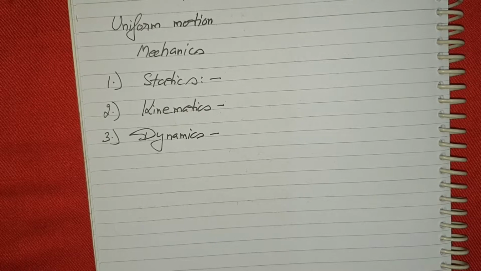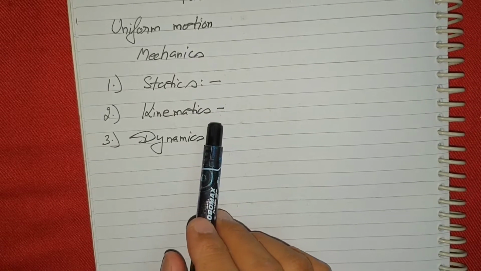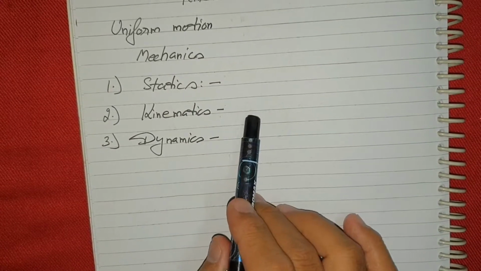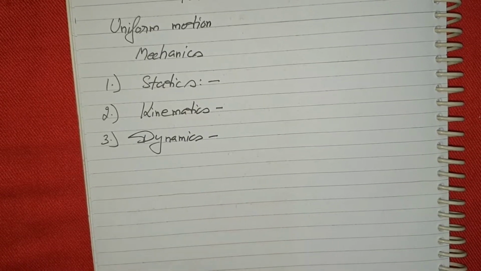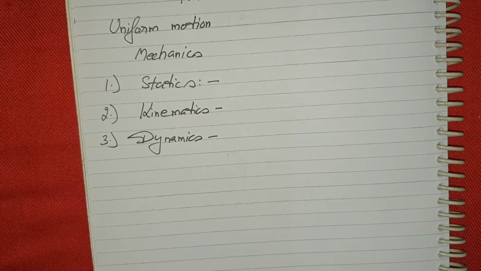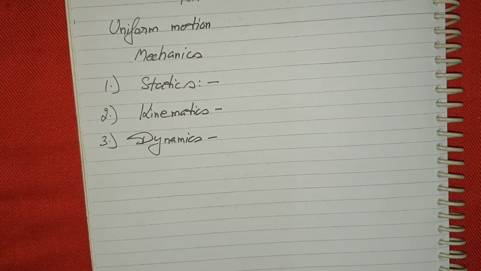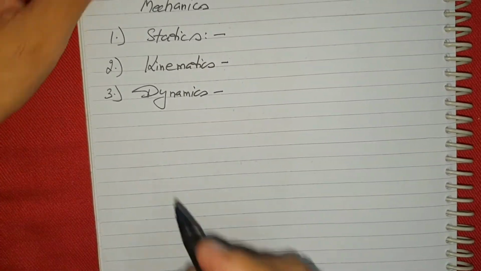Dynamics is the branch of mechanics which deals with the study of motion of objects taking into account the factors which cause motion. So, the difference should be clear. Kinematics is a study of motion without taking into account the factors, but dynamics is a study of motion of objects in which we take into account the factors which cause motion. Now, we are dealing with objects in motion.